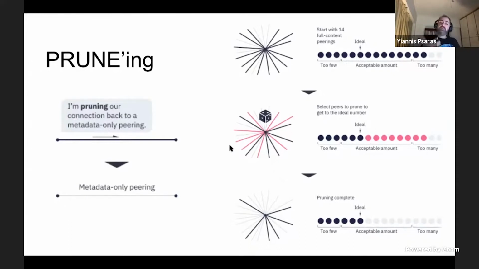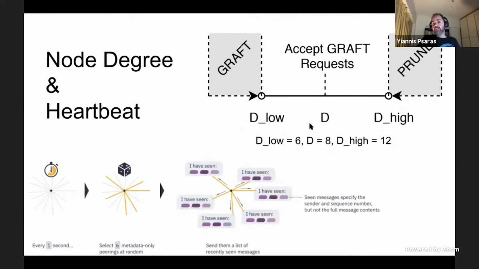Grafting and pruning happen with the heartbeat message, at the end of every heartbeat period, which is right now set to 1 second. Every 1 second, each node checks how many connections it has open with other peers. If it's too many, it prunes down some connections. If it's too few, it grafts more nodes. That's more graphically how it works. There is a range, and we set the D. As we said, the D factor, the degree of a node, is how well the mesh is connected. Of course, the better connected the mesh is, the more messages and traffic it propagates to the network.